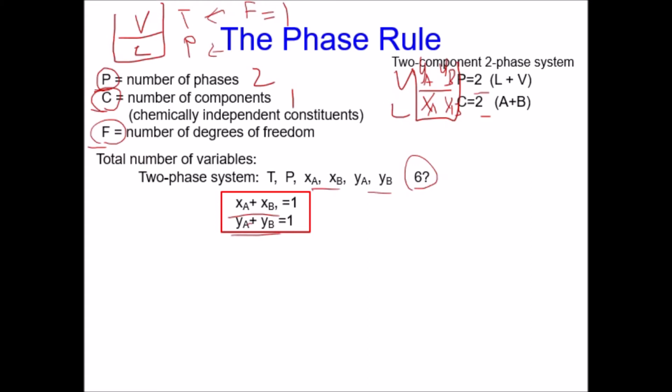Okay, whenever you have a mathematical equation, you need to minus one of the variables because there's only one you can change. You can change mole fraction B, and the mole fraction A can be calculated. It follows the equation. So in this case, 6, you need to minus 2, give you 4. So 4 variables that you can change by considering these two equations.